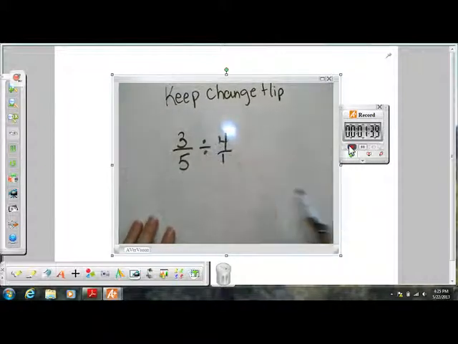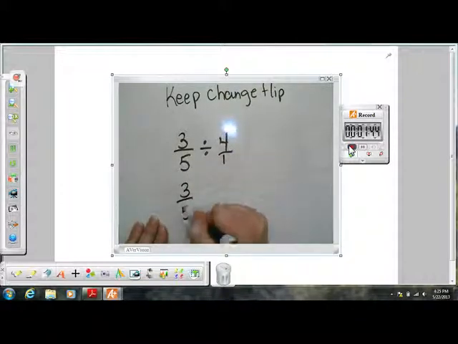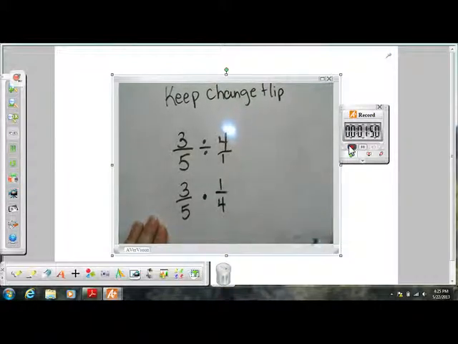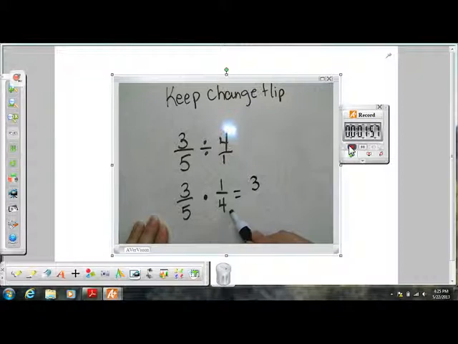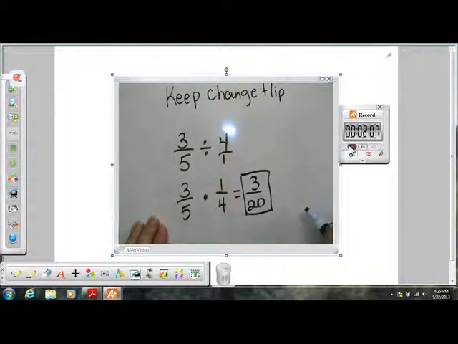Now I can follow the keep, change, flip. So I keep the first one, change that to multiplication, and then flip the second one. So 4/1 becomes 1/4. We're now ready to multiply. 3 times 1, which is 3, 5 times 4, which equals 20. There's nothing that will go evenly into both 3 and 20, so my answer is reduced. That is going to be my answer of 3/20.